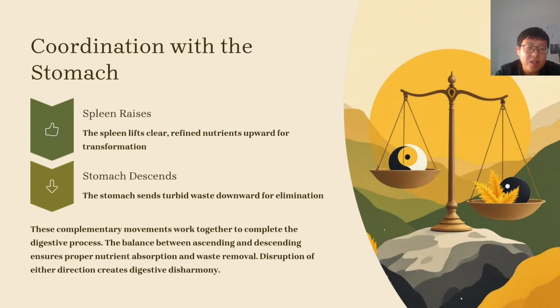So if the spleen energy fails to ascend, turbid substances cannot descend properly. So the upper body lacks nourishment, leading to dizziness and mental fatigue. And turbidity accumulates in the middle, causing abdominal fullness. So the clear substance sinks downward, resulting in loose stools and diarrhea. So this is a little bit hard to understand.